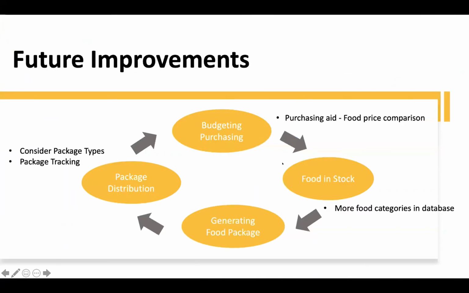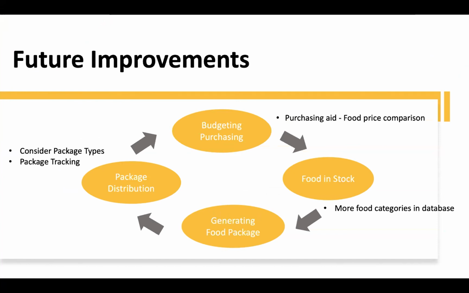Okay, finally, after we talked about some advantages and features of the website, here are some areas that we consider improving for the future. So here are the 4 segments that we mentioned earlier in the presentation. So first, budgeting and purchasing. We are also considering adding a purchasing aid which can allow us to compare the food price among different grocery stores.